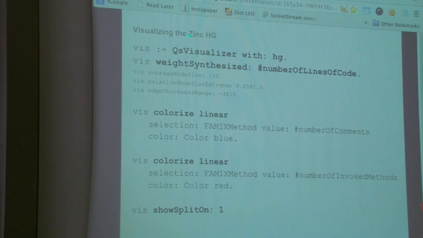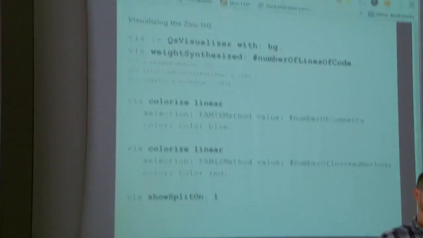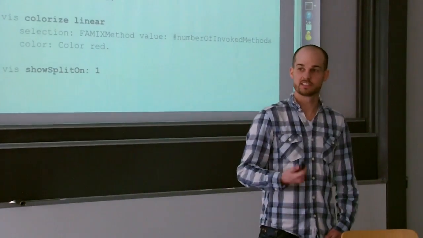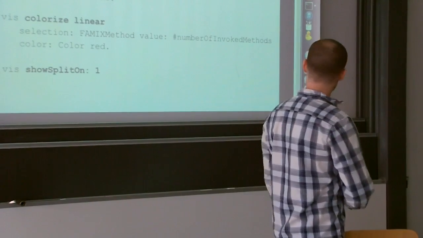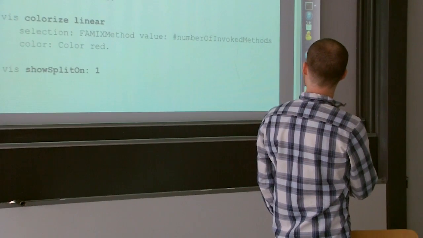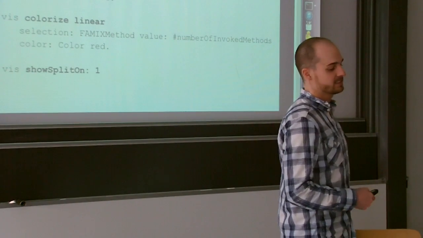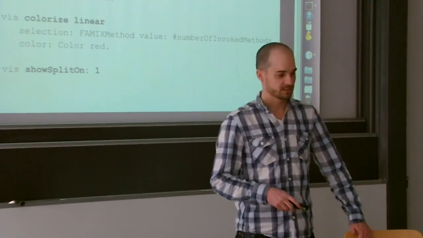So there's a visualizer which you just give the hierarchy graph, and for the hierarchy graph, as you saw, you use tree maps. The tree map has to know some weight, and in this case you use number of lines of code.